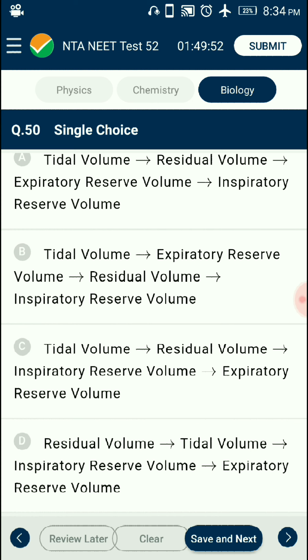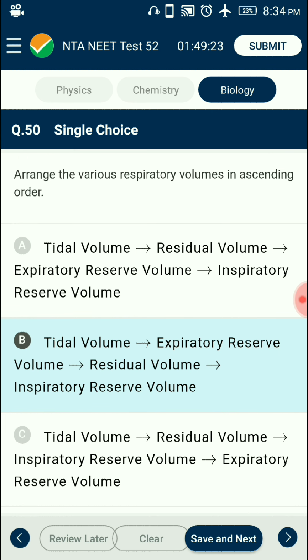Expiratory reserve volume, the additional volume of air a person can expire by forcible expiration. This averages 1000 ml to 1100 ml. Residual volume, the volume of air remaining in the lungs even after a forcible expiration. This averages 1100 ml to 1200 ml. So the answer for this question is option B. Tidal volume, expiratory reserve volume, residual volume, inspiratory reserve volume. That is the various respiratory volumes in ascending order.